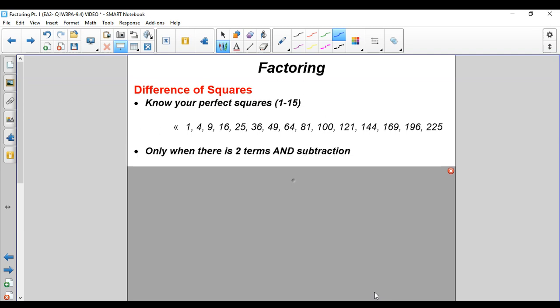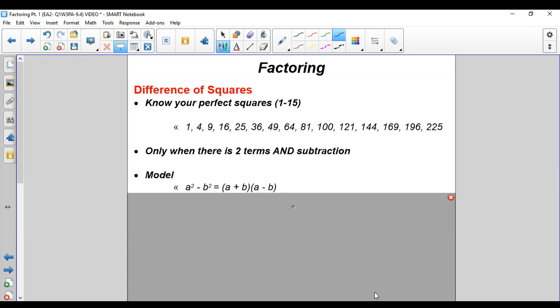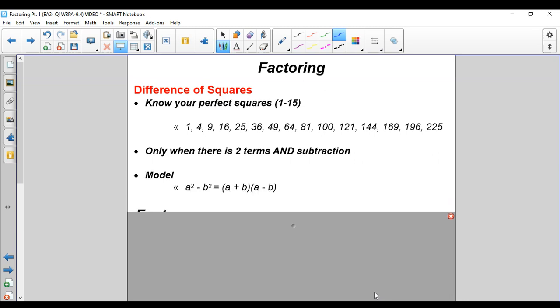Difference of squares only happens when there's two terms and subtraction. On top of all that, they need to be perfect squares as well, hence the name again. The model here: you have your first term being squared, your second term being squared, and you have subtraction. You split this up into two parentheses. In there, you basically are just taking the square root of each one.